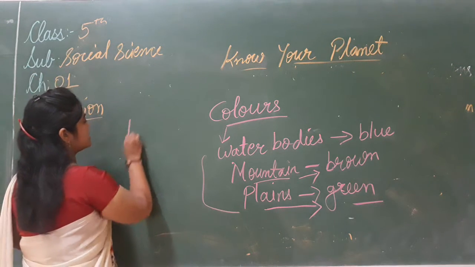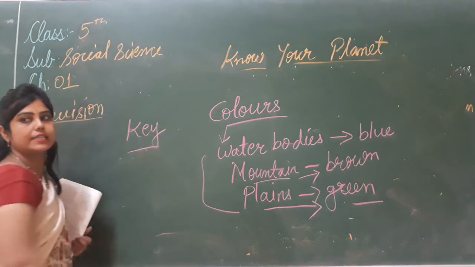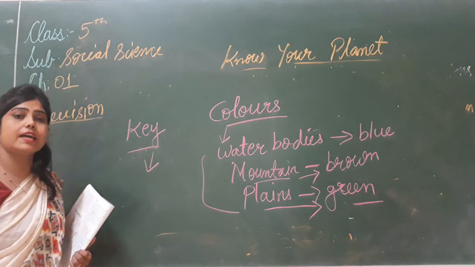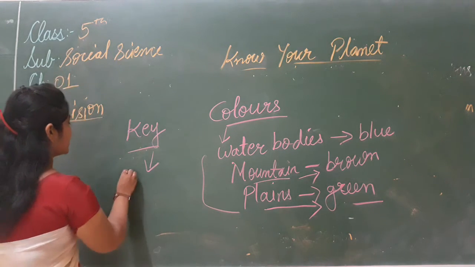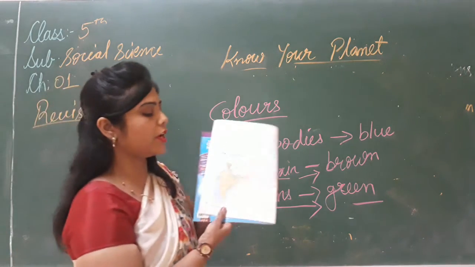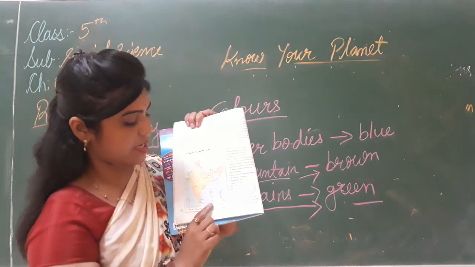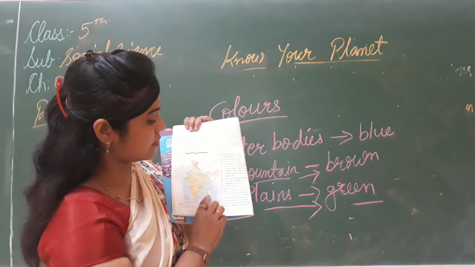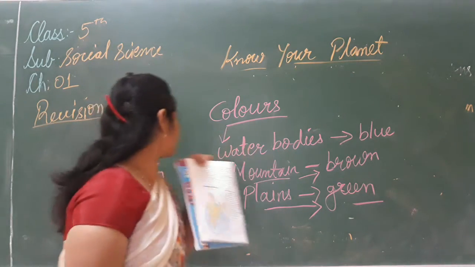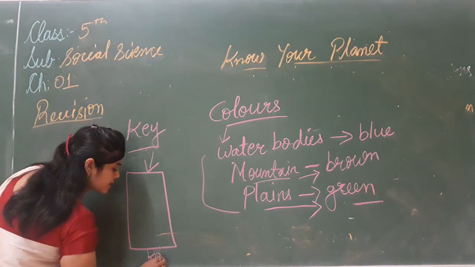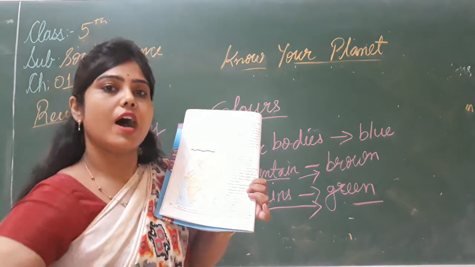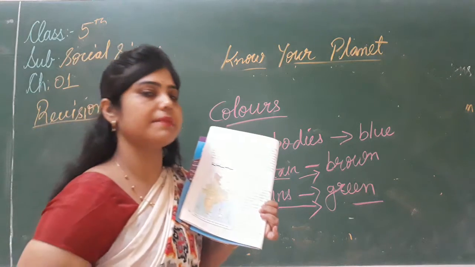Now the next one is the key. What is a key? A key is very important to understand the map. Key means, here at the last you see in map 1.2, see, this is the key. K-E-Y, key. Here a key is given on a map. In each and every map a key is given. See, where is the key? This is the key. And it helps us to understand the color scheme and the symbols used.